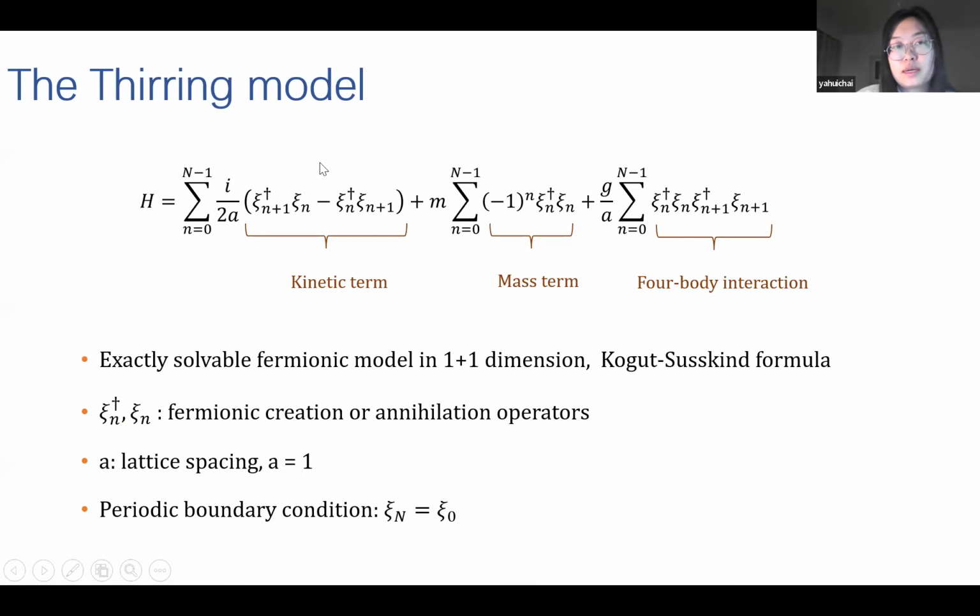So here is the theory model. In this work, we use this theory model to test our proposal. This model is an exactly solvable model in 1+1 dimensions, and we use the staggered fermion for the discretization. Firstly, this is the hopping term for the fermion, and then the mass term for the fermion. And here is a four-fermion interaction term. In this work, we use a periodic boundary condition.